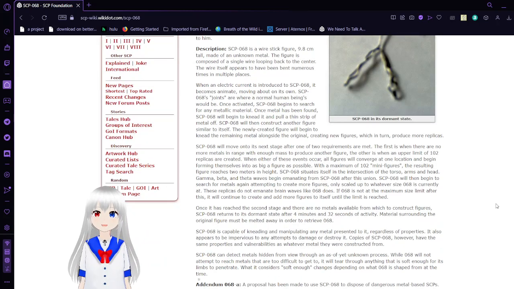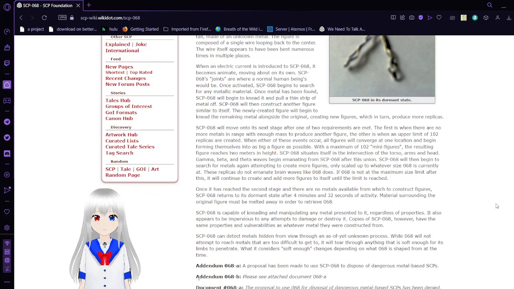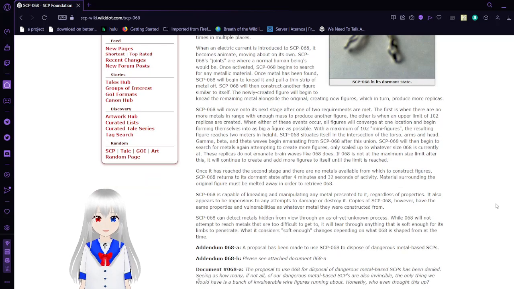Description: SCP-68 is a wire stick figure, 9.8 centimeters tall, made of an unknown metal. The figure is composed of a single wire looping back to the center. The wire itself appears to have been bent numerous times in multiple places. When an electric current is introduced to SCP-68, it becomes animate, moving about on its own.